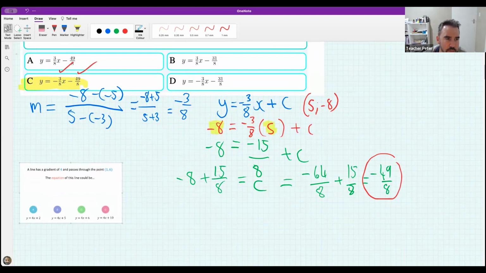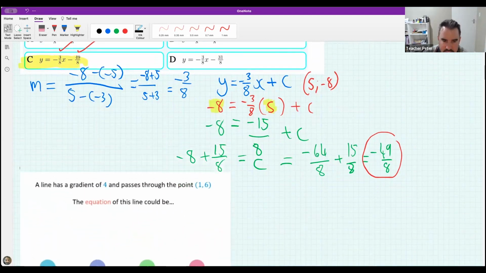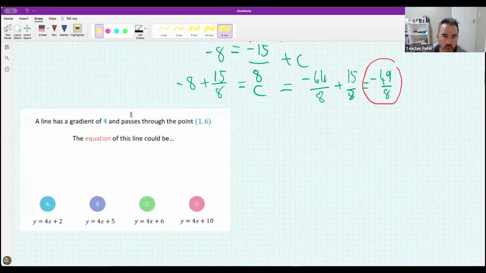Okay, well, let's do another multiple choice one. Let's do this one. I want you to find me the equation of the straight line that has a gradient of 4 and passes through the point 1, 6. So which of the four options do you think is correct for that multiple choice question?